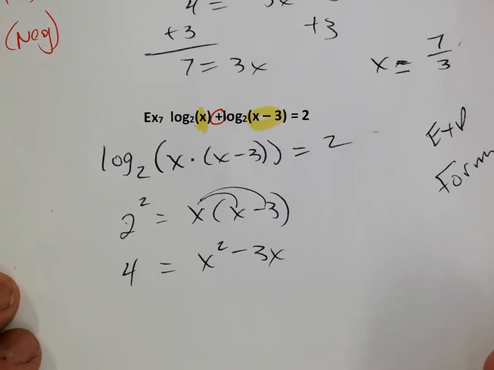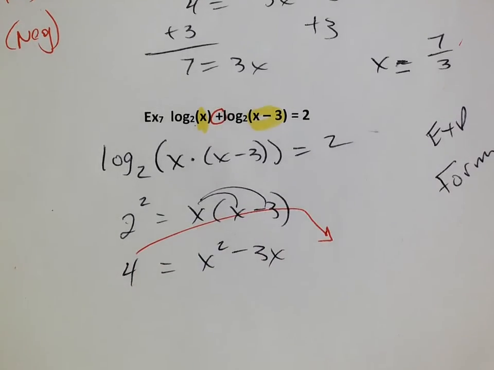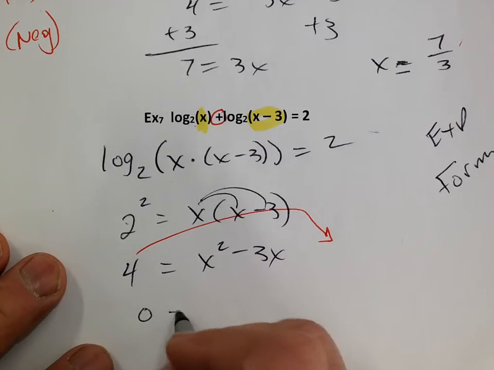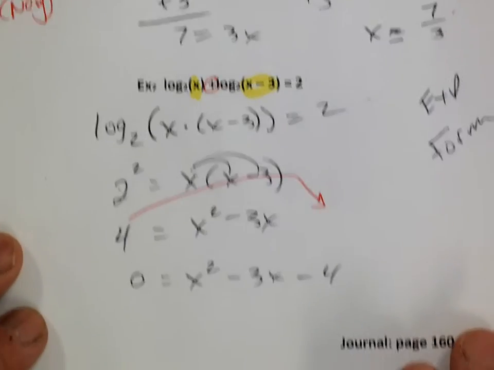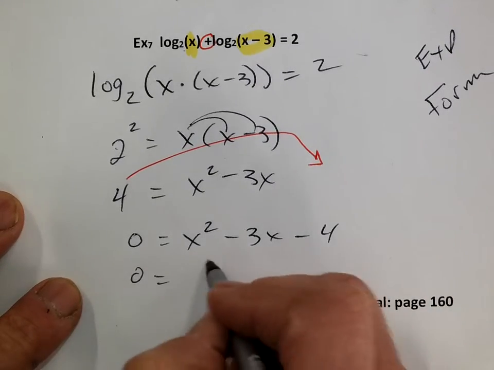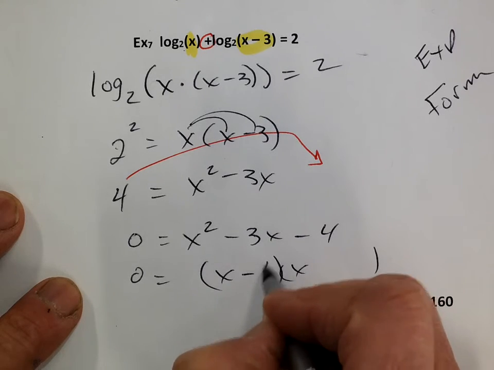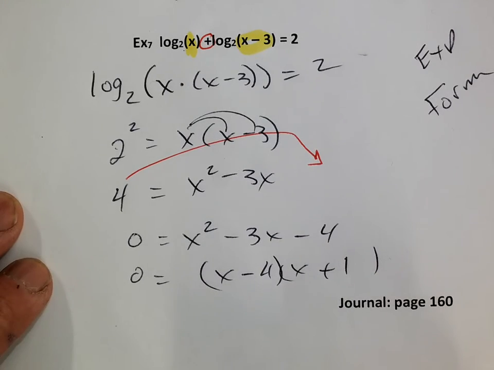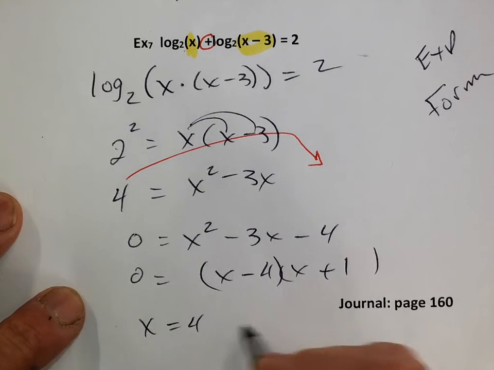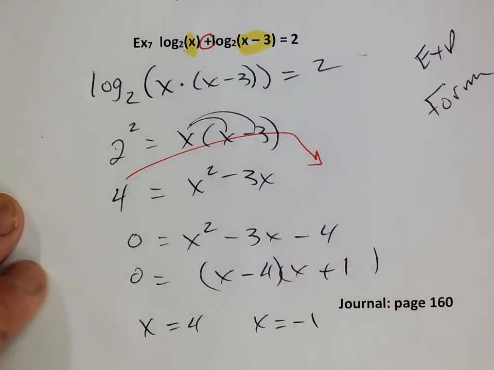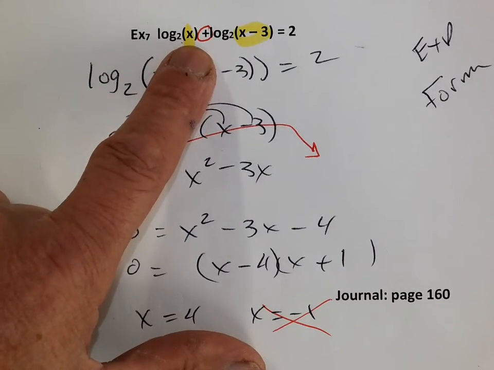Looks to me like I might need to factor it. So we subtract the 4, bring over the 4, it goes 0 equals x squared minus 3x minus 4, right? Factor x minus 4 and x plus 1, right? And if I do my mini equations, I get x equals 4 and x equals negative 1. But I'm going to throw out the negative 1 because you can't do a log of a negative number.